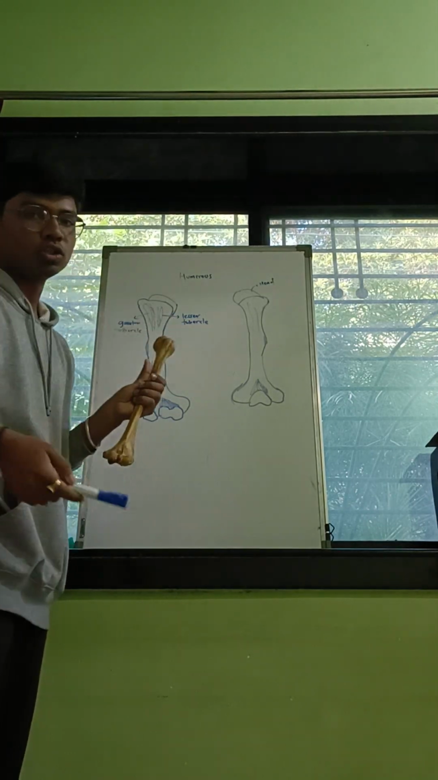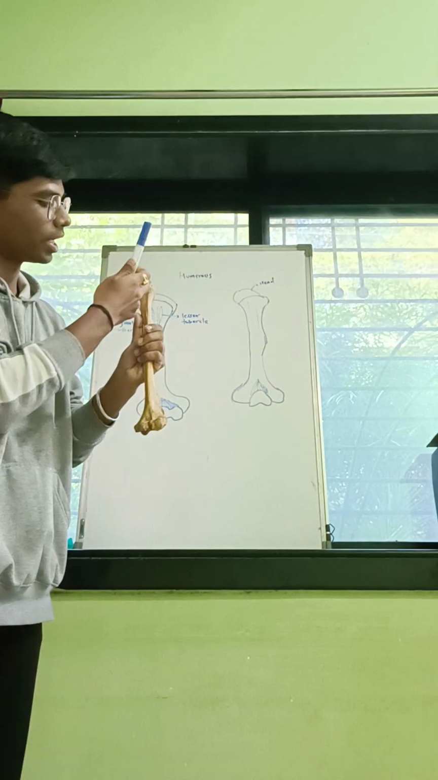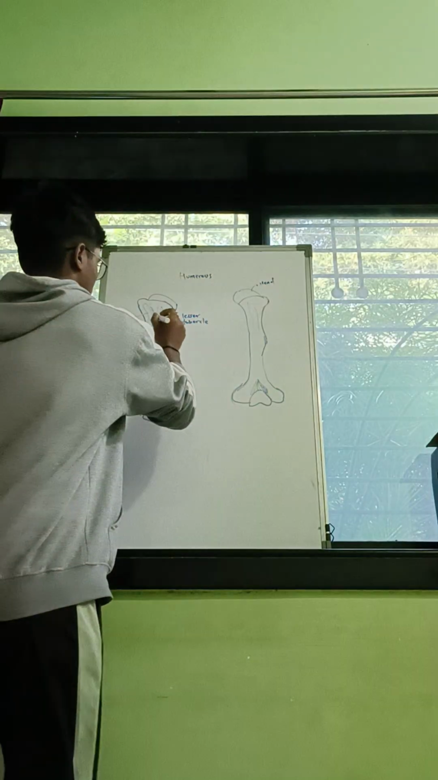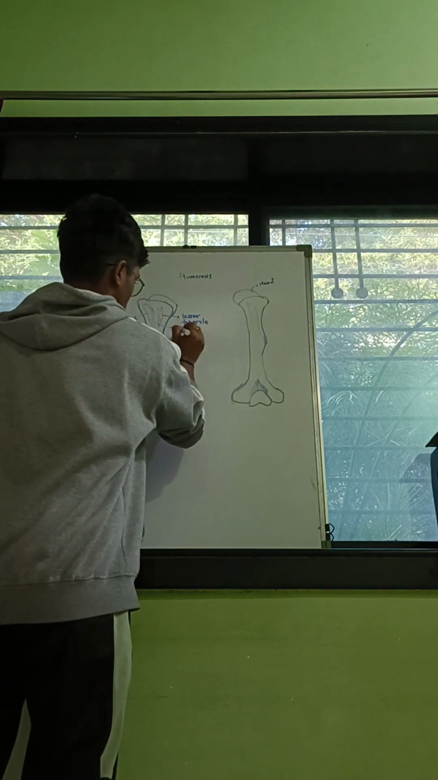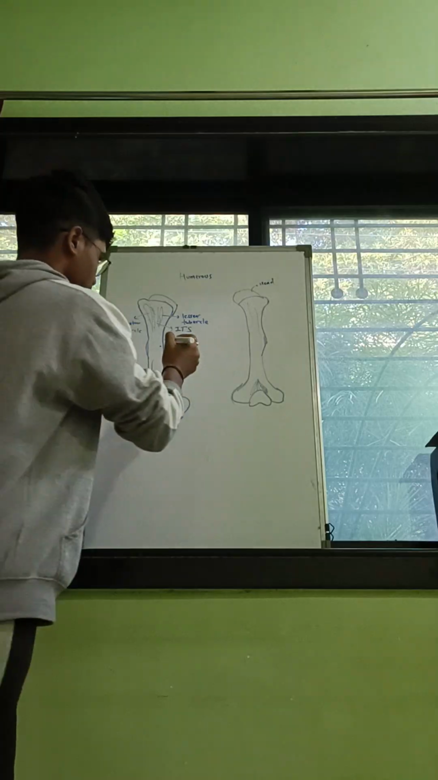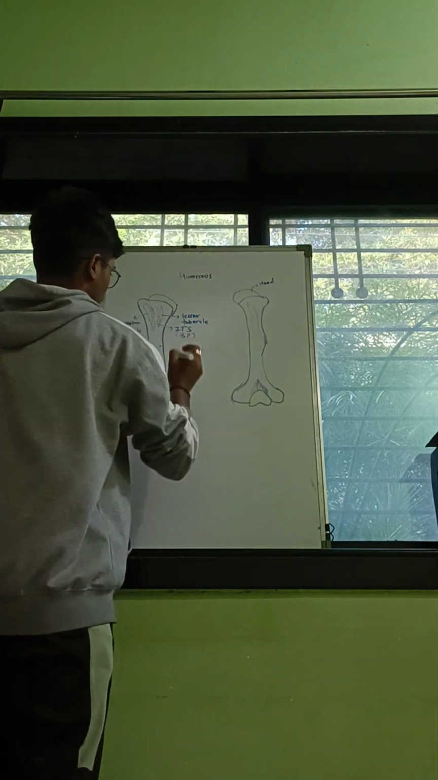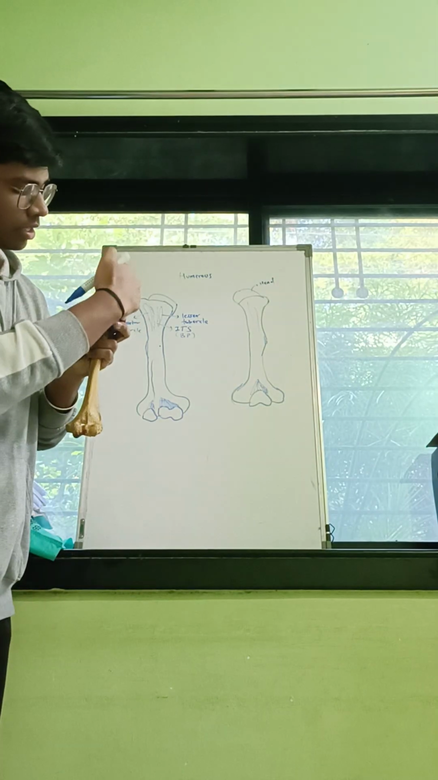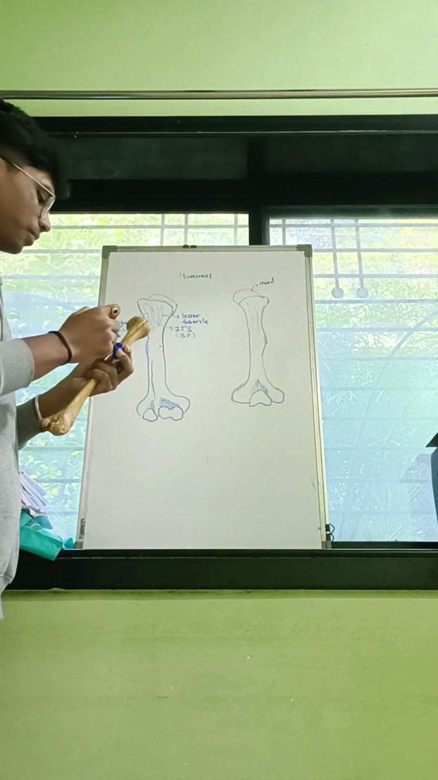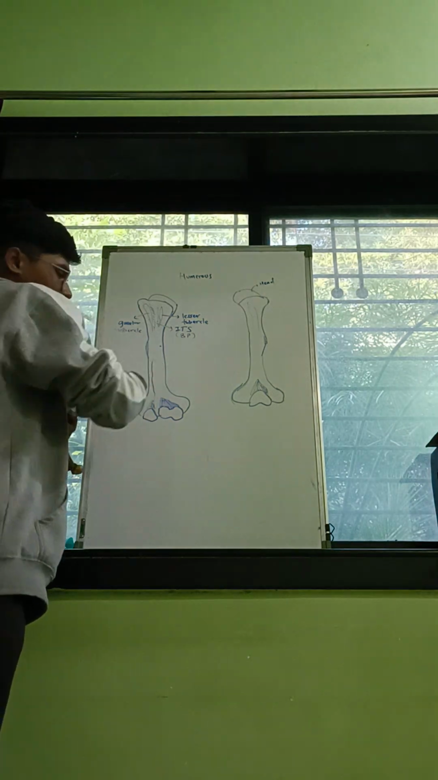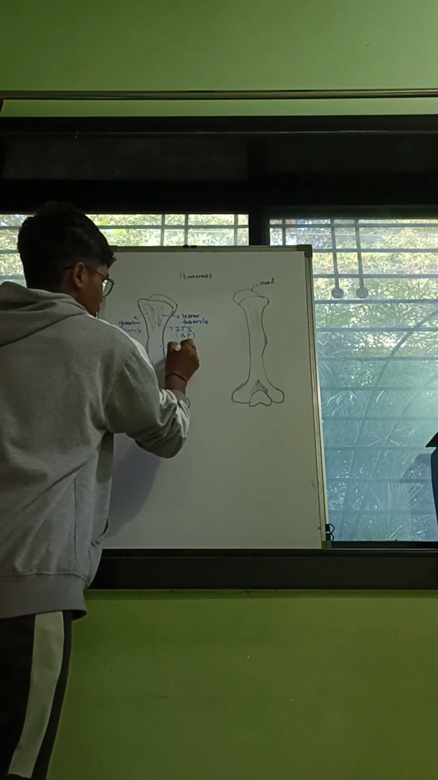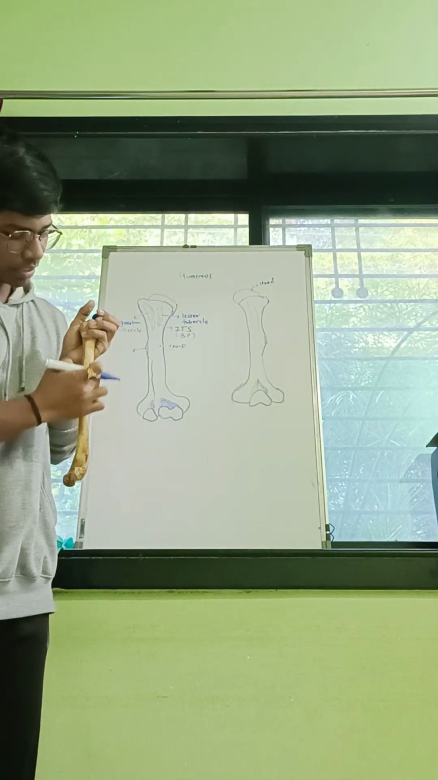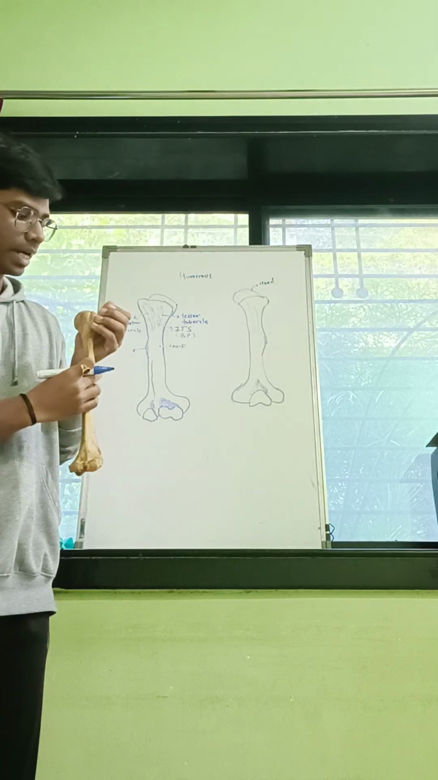Between them, there is a groove called the bicipital groove, also called the intertubercular sulcus. It contains a lateral lip and a medial lip. Then there is a nutrient foramen, and this is called the deltoid tuberosity, which is present laterally.